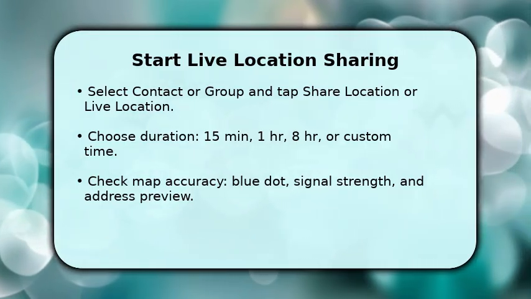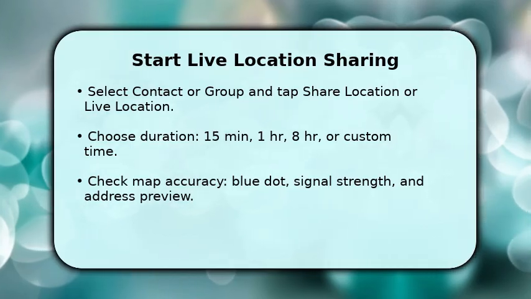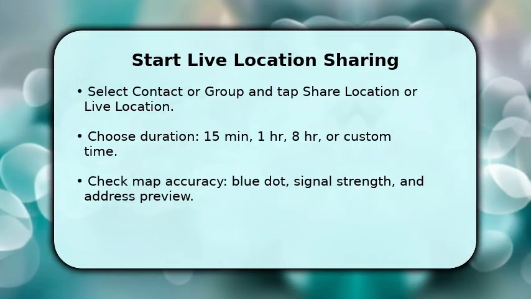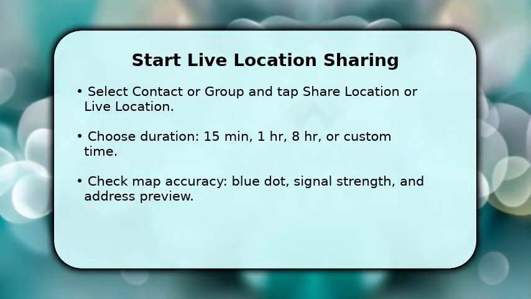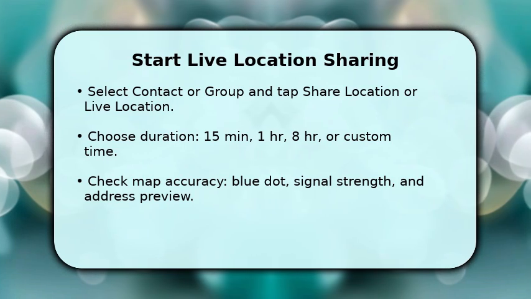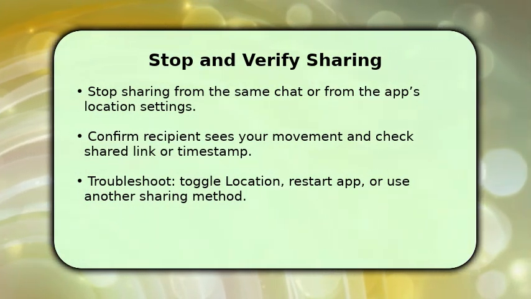While sharing, watch the map. The blue dot marks you and a pulsing ring shows accuracy. Make sure Wi-Fi or cellular signal is stable. Weak reception increases error. If you need continuous updates, enable background location and confirm the app can run while the screen sleeps. To finish, return to the chat or the app's location screen and tap Stop Sharing.